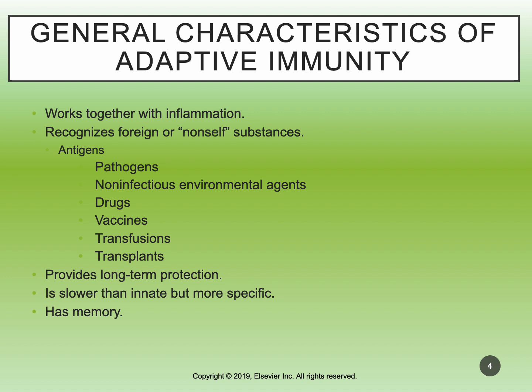The other general thing I want you to know about the adaptive immune system is that it only responds to specific antigens or agents. Okay? And then finally, the adaptive immune system has a memory. So you should be able to see the difference between the inflammatory response and what happens when we have adaptive immunity.